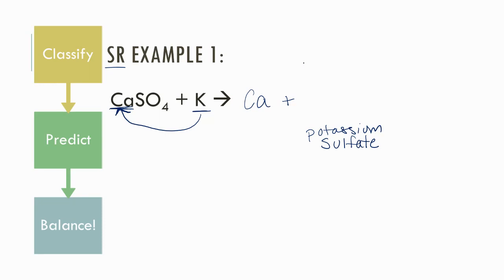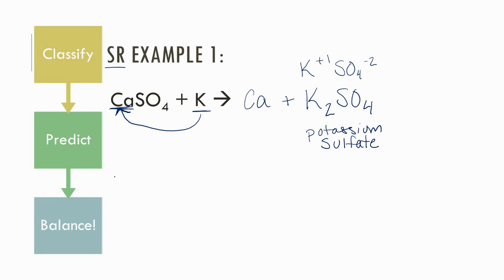I need to use my understanding of formula writing. Potassium lives in group 1, so it is a +1 charge. It has that one valence electron to give. Sulfate needs 2, so it has a -2 charge. So I actually need 2 potassiums to even out that sulfate. So my formula there is K2SO4. So that's my predict step.